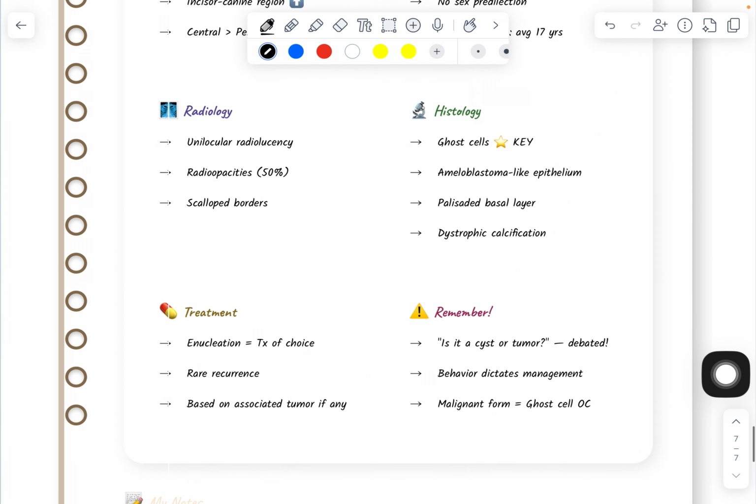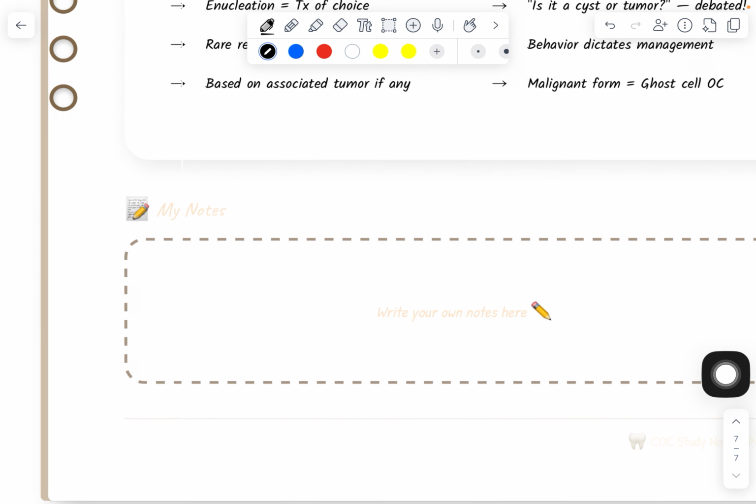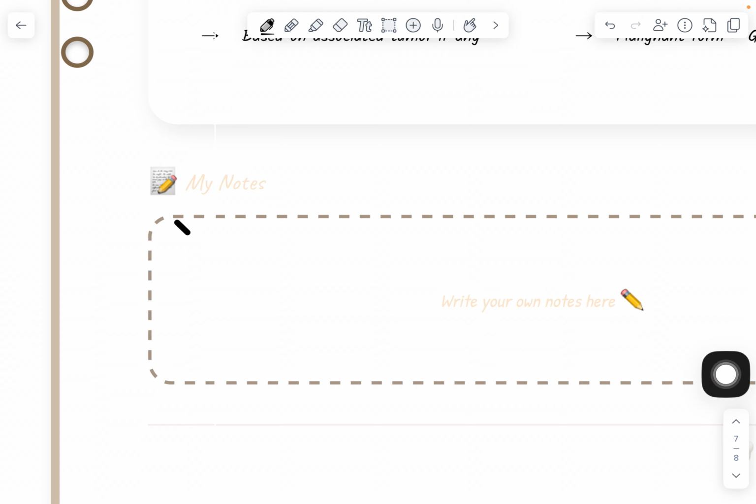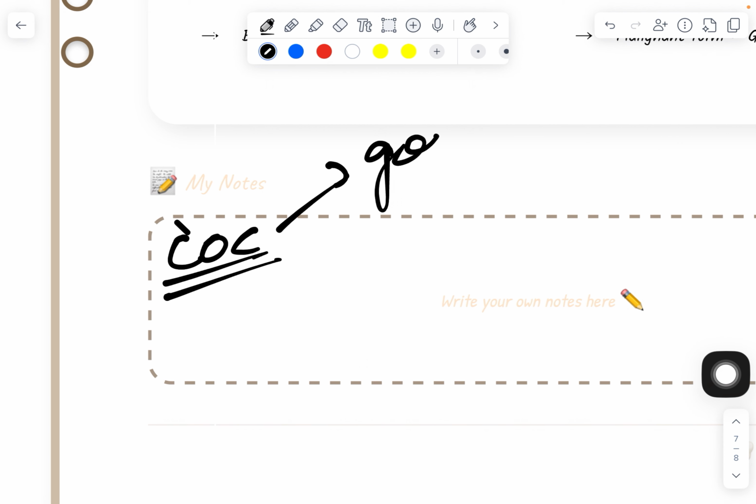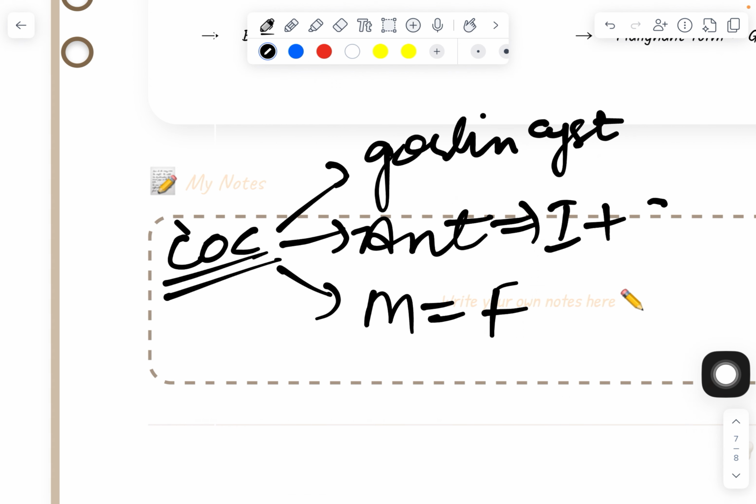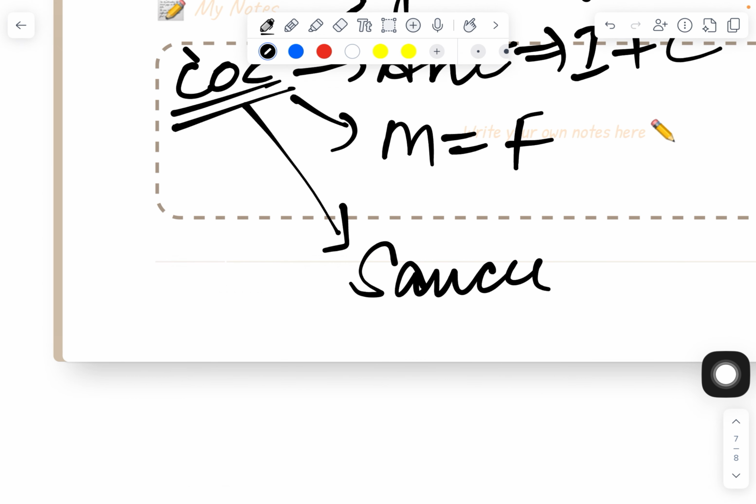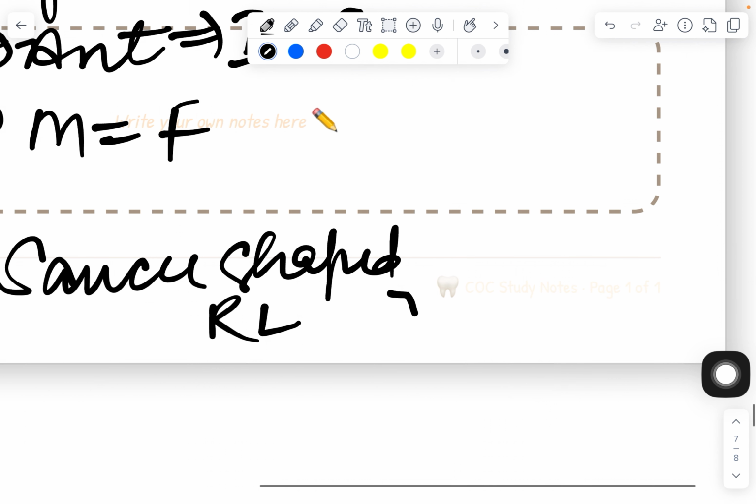So this is one of the things that you have to keep in mind for COC. That is basically COC. It is also known as Gorlin cyst. It is common in the anterior region, equal in males and females, in the incisor and canine region. Coming to the radiographs, saucer-shaped radiolucency and calcifications are seen.